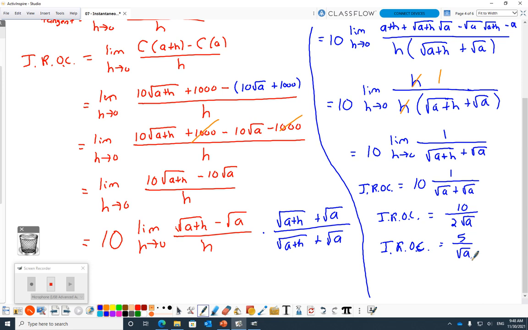5 over root a. Should I rationalize the denominator? Well, I probably should, but I'm going to sub in anyways. It's not going to be my final answer anyway, so I guess I don't really care about that. But I'll pause for questions before I do my A speech.